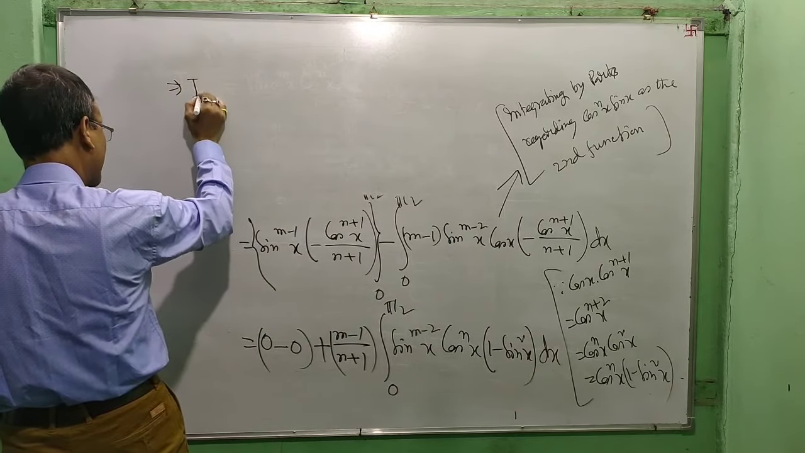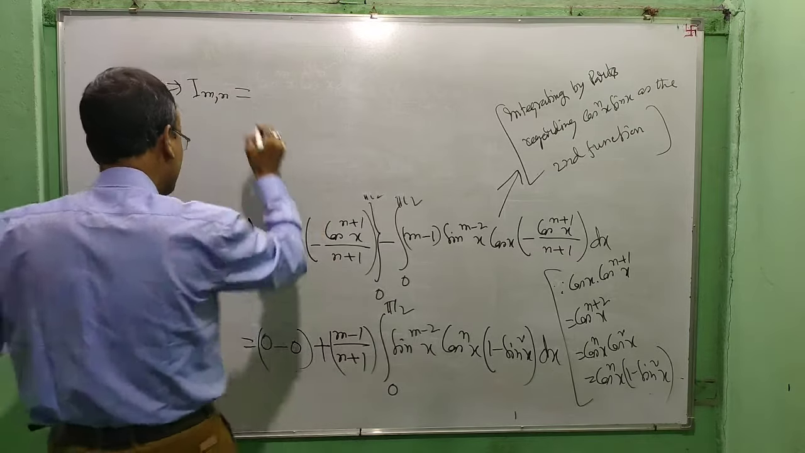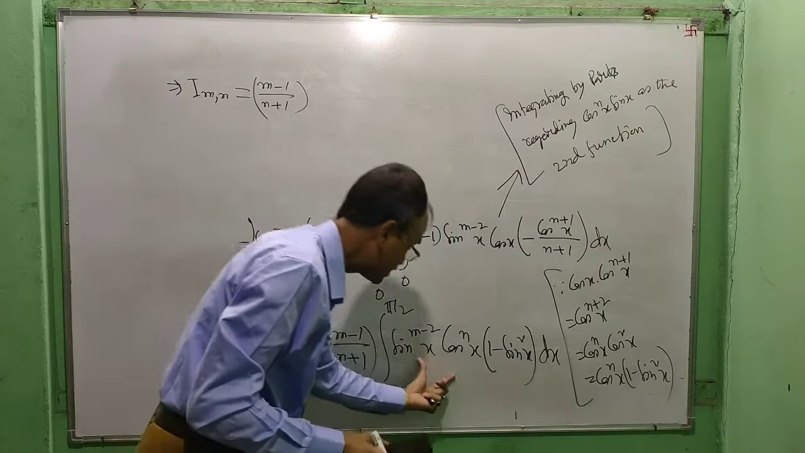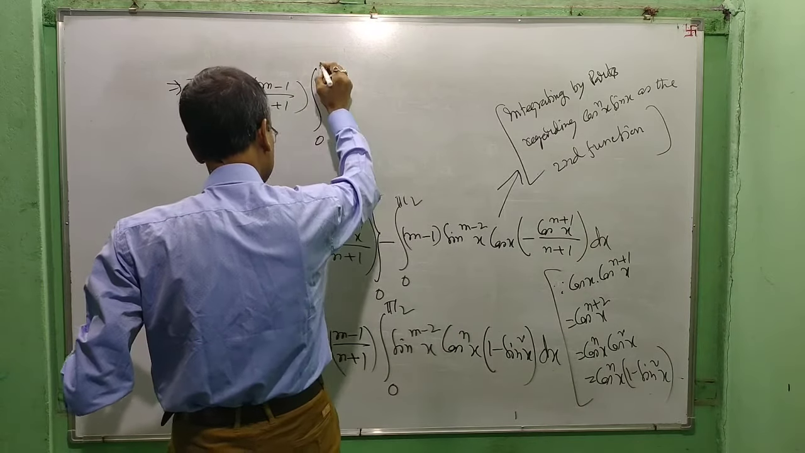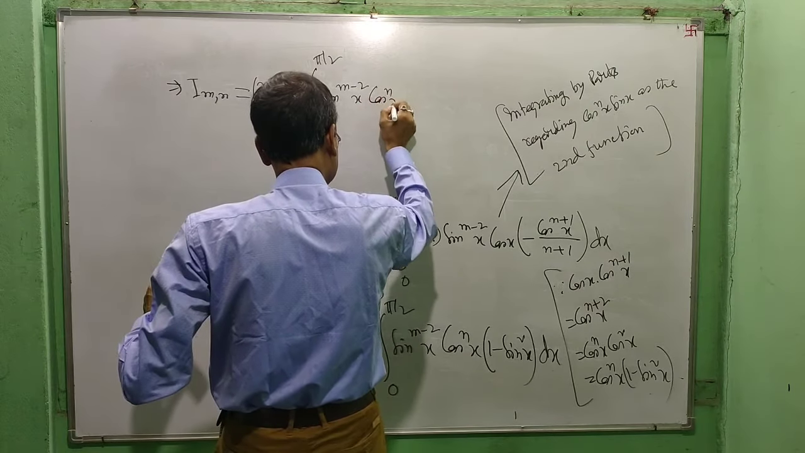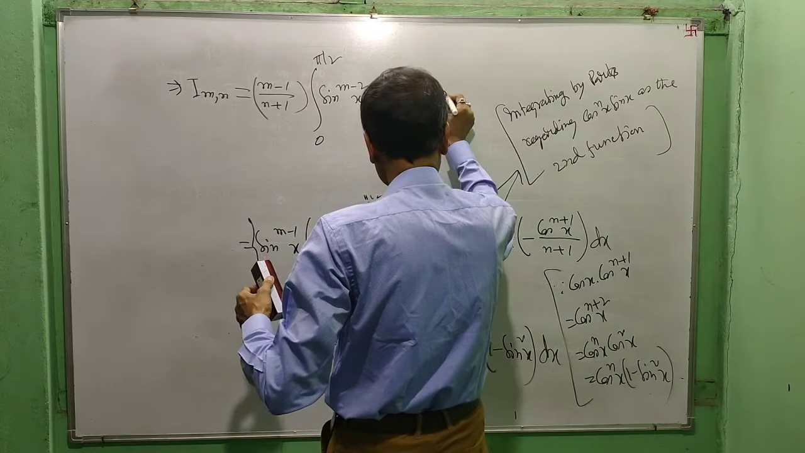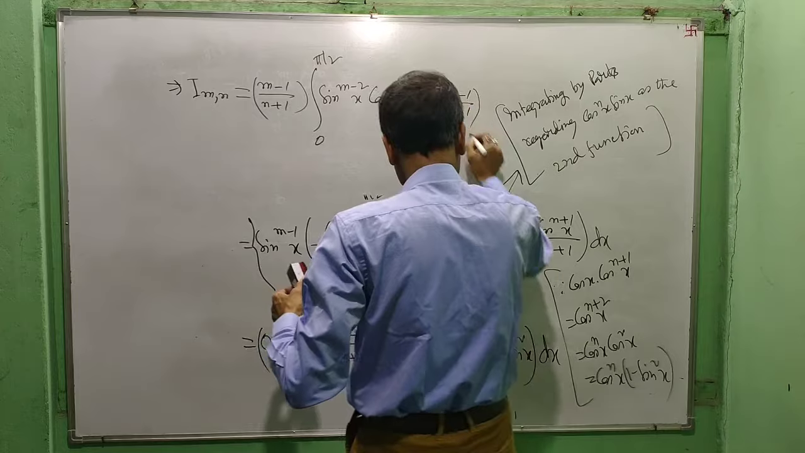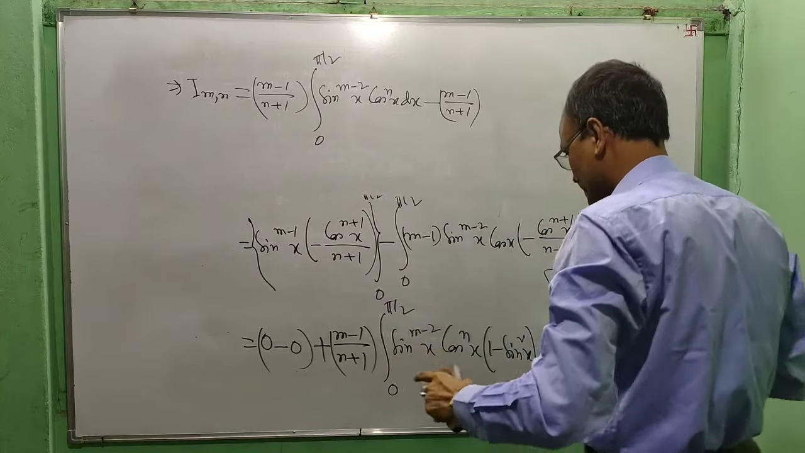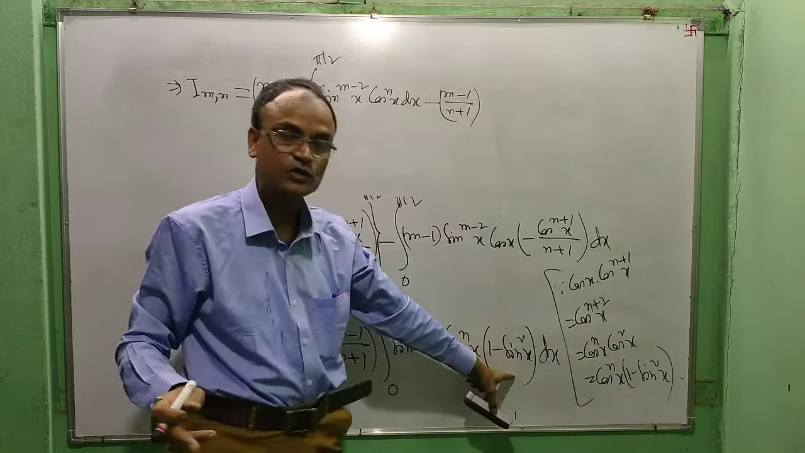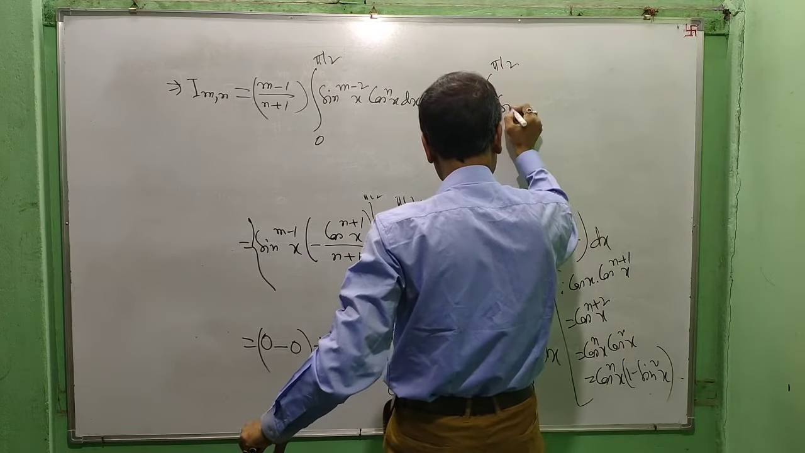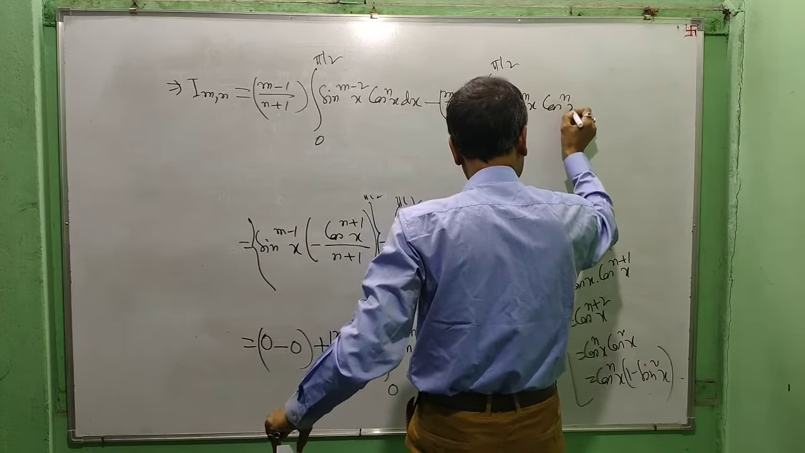This means I_{m,n} is (m minus 1)/(n plus 1) multiplied by 1 means integration from 0 to pi by 2 sin to the power m minus 2 x into cos to the power n x dx, minus (m minus 1)/(n plus 1) into sin to the power m minus 2 x into sin square x is sin to the power m x, integration 0 to pi by 2 sin to the power m x cos to the power n x dx.